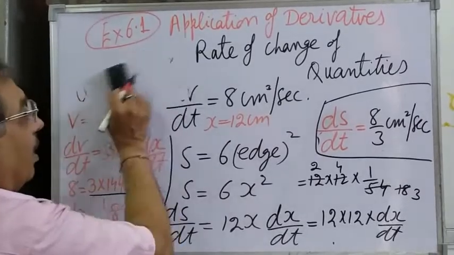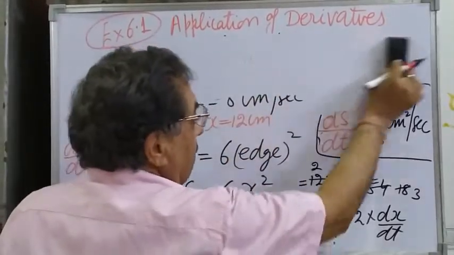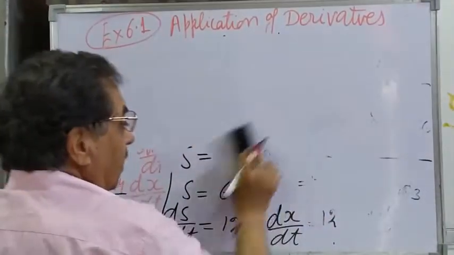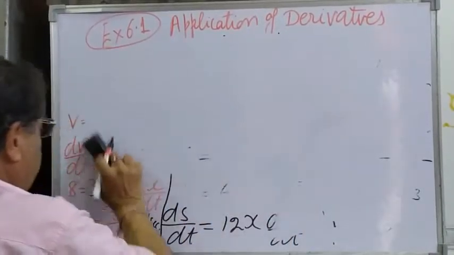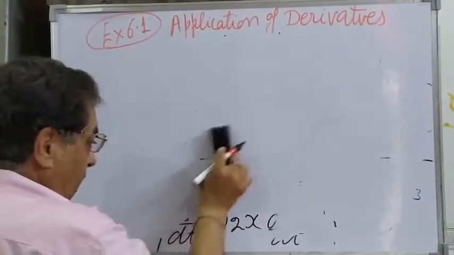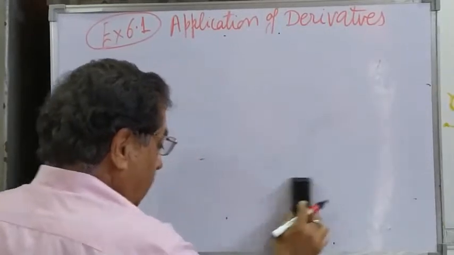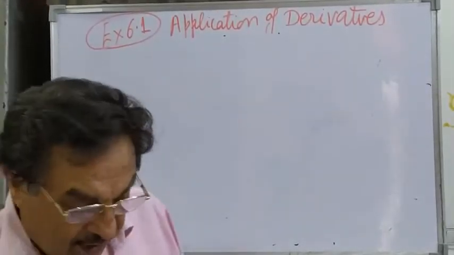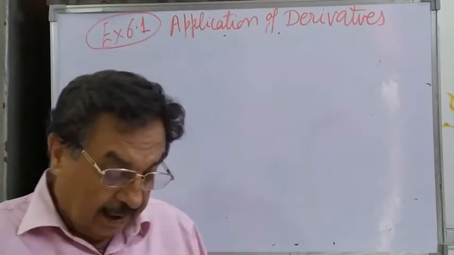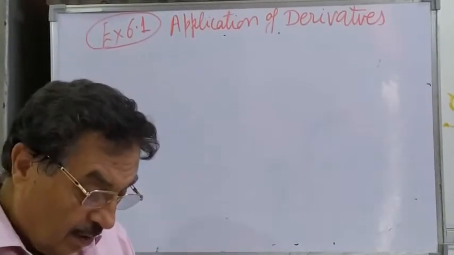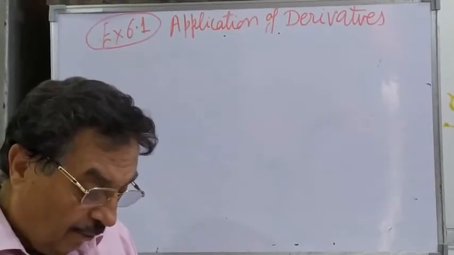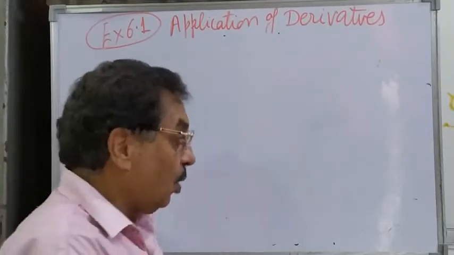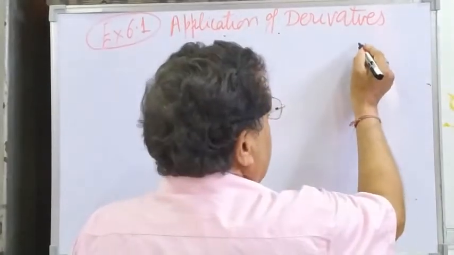Now let us go for the next question, where again we have to find the rate of change of one quantity with respect to another. Here we find the surface area with respect to time, earlier the area of a circle. Now we go for question number 5. A stone is dropped into a quiet lake.